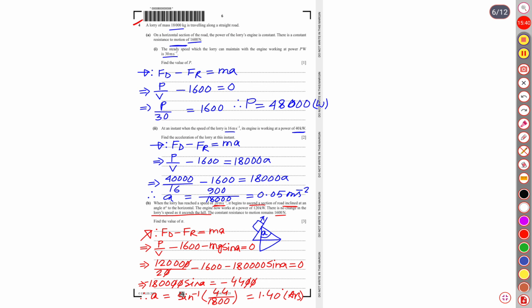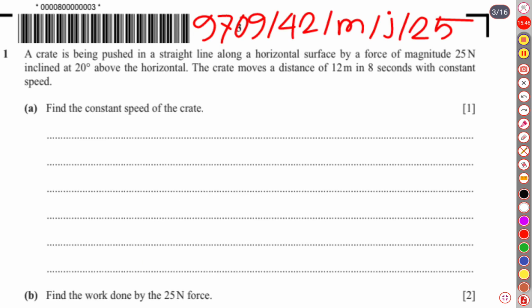Well, then let's move on to the next question. The next question has been selected from paper 9709/42 for the session May June 25, and question number one, the first question, belongs to forces. So let us solve this one. The question says a crate is being pushed in a straight line along a horizontal surface by a force of magnitude 25 Newton, inclined at 20 degree above the horizontal. The crate moves a distance of 12 meter in 8 seconds with constant speed. Find the constant speed of the crate.